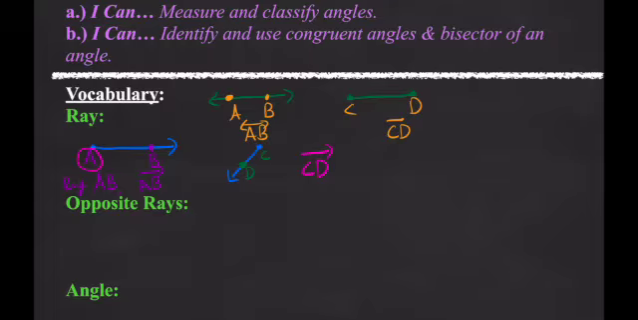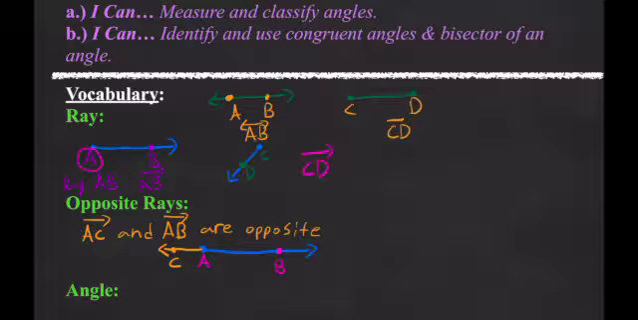Opposite rays form a straight line. So if we have a ray that goes this way, let's call this ray AB, and a ray that goes the other direction, let's call this ray AC. Then ray AC and ray AB are opposite rays.